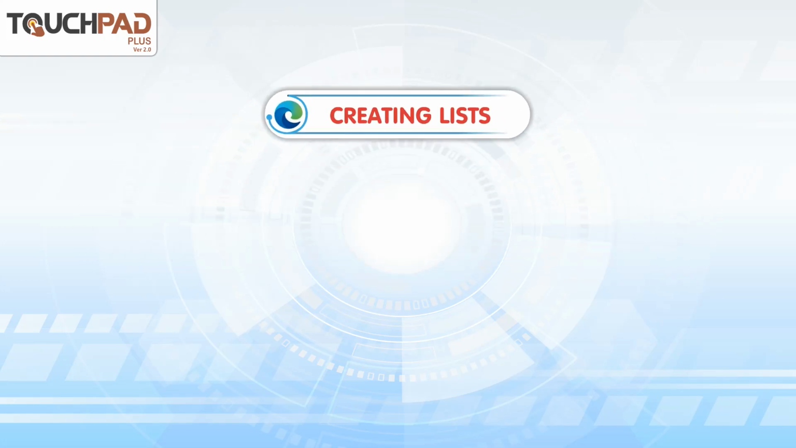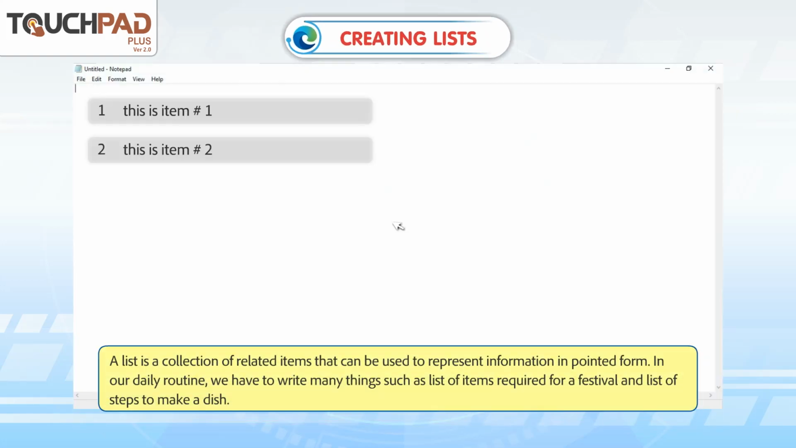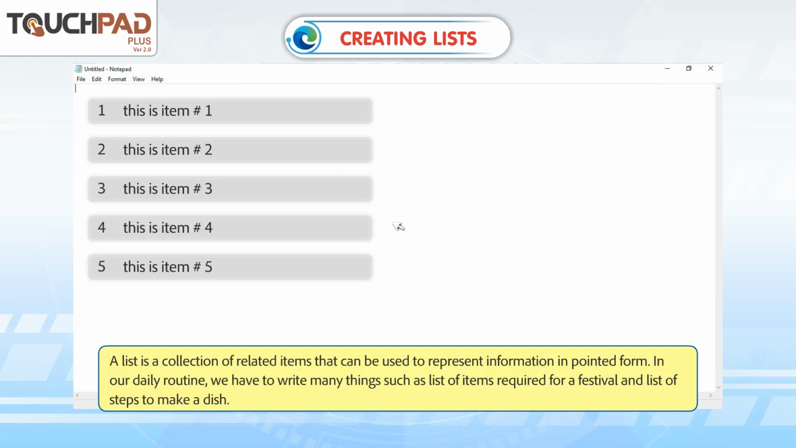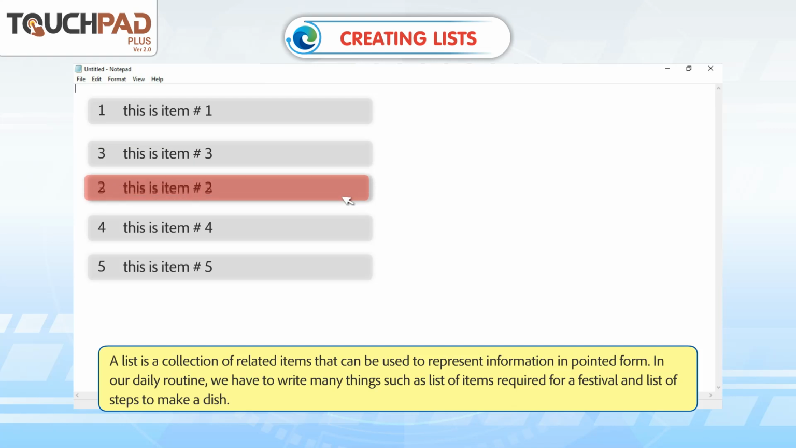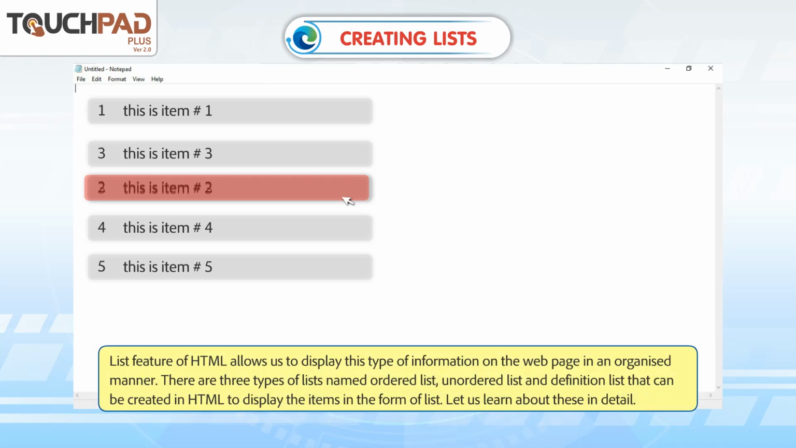Creating list. A list is a collection of related items that can be used to represent information in pointed form. In our daily routine, we have to write many things such as a list of items required for a festival and a list of steps to make a dish. The list feature of HTML allows us to display this type of information on the web page in an organized manner.